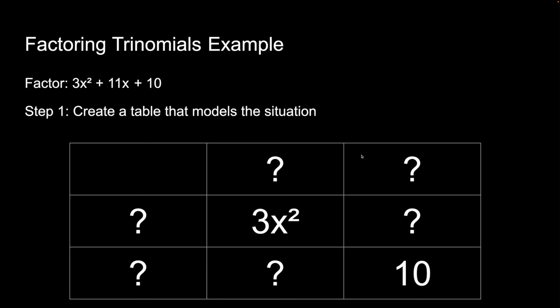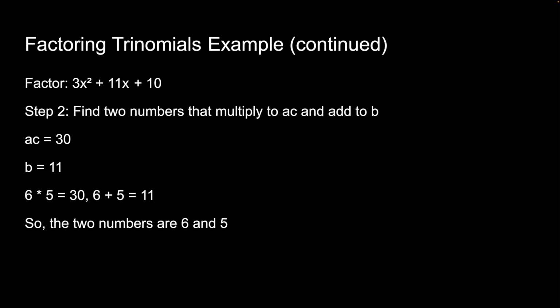So you can do this for any trinomial, and our goal is to fill in all the question marks so we can factor this. Step 2 is to find two numbers that multiply to a times c and that add to b. So here, a is 3 and c is 10. So a times c, or 3 times 10, would equal 30. And b here is 11. So we need to find two numbers that multiply to ac and add to b. Here, the two numbers are 6 and 5, because 6 times 5 is 30 and 6 plus 5 is 11. So we can move on to step 3.